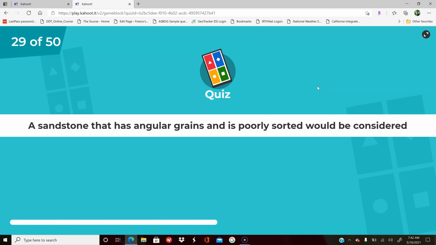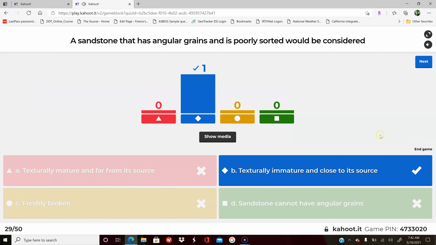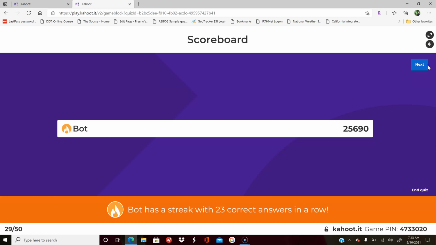A sandstone that has angular grains and is poorly sorted would be considered texturally mature and far from its source, or texturally immature and close to its source, freshly broken. Sandstone cannot have angular grains. So this would be B. It's texturally immature and close to its source. Angular grains means it hasn't traveled very far to get to the ground grains. And it's poorly sorted, which means it hasn't dropped out a bunch of different sizes. So this means that it's close to its source and texturally immature. It hasn't matured as a sediment yet.